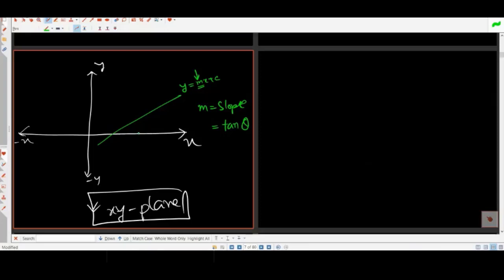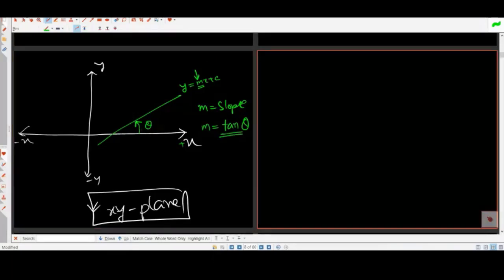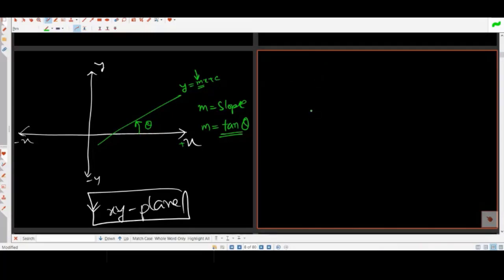So there is an angle here from positive x-axis counterclockwise to the line. We have an inclined angle. So based on that angle, we can say what is the slope of that line. The angle that we see here, that can be acute angle, that can be obtuse angle. So what is acute angle?